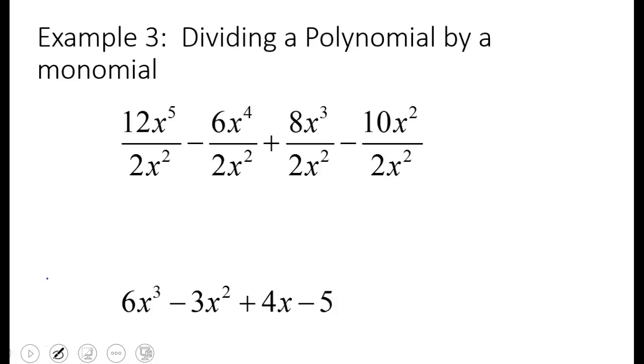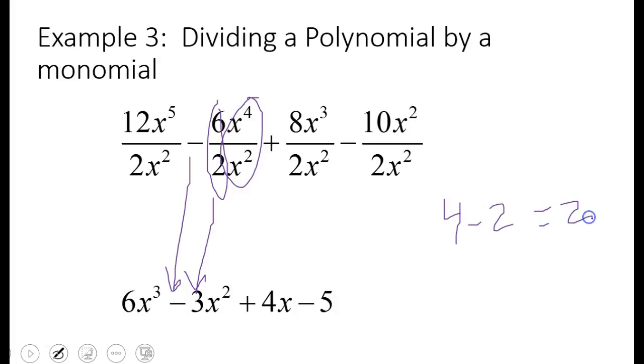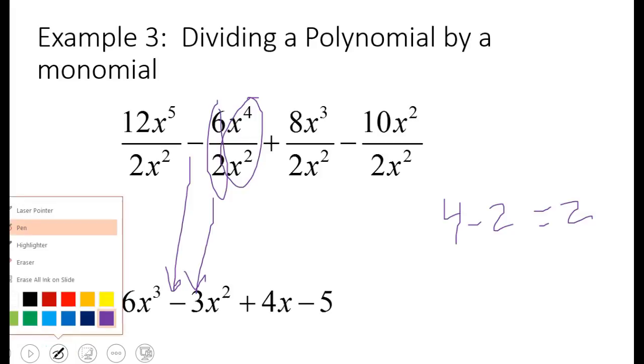For the next term, 6 over 2 is a 3. I keep the subtraction sign. X to the 4th over x squared is x squared because 4 minus 2 is 2, sorry, not also 2. So that's my second term. That's how my second term reduces. So far they've both reduced.